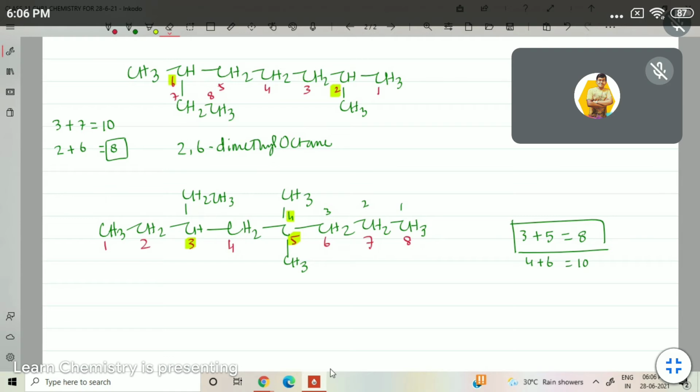Now what is the name? 3,5. Slowly, what is there in 3? What group is there in 3? Ethyl. This is methyl. Again this one is also methyl. Then in third carbon you have got one ethyl group. That means 3 ethyl.